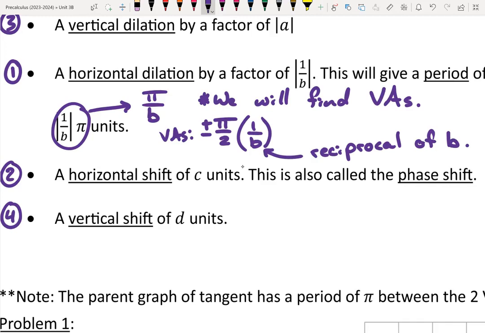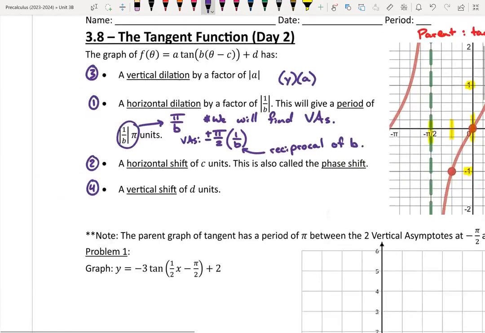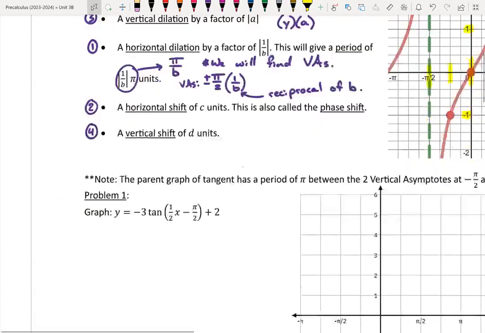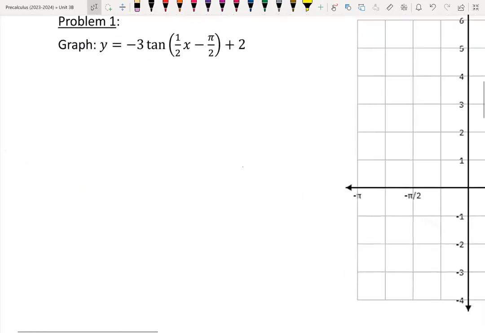The next, our vertical dilation by a factor of a. So we're just going to multiply all our y values by whatever our a is. And then vertical shift of d units up or down. So let's go ahead and try this out with our first problem right here.